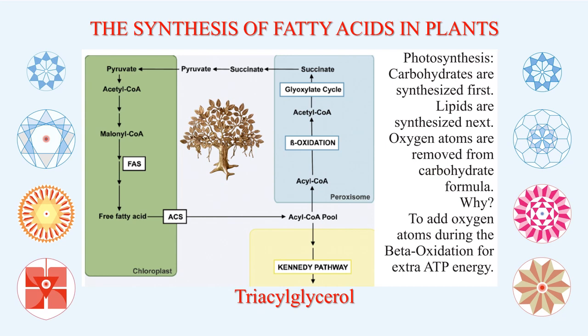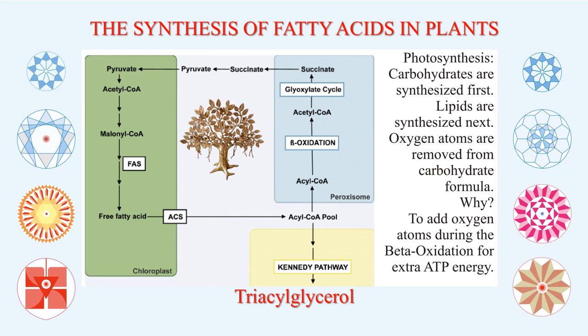Photosynthesis, carbohydrate. Now, I have a question. In photosynthesis, carbohydrates are synthesized first, lipids are synthesized next. But what is the difference between the formula of carbohydrates and lipids? The difference is that the carbon and hydrogen ratio is maintained the same in both, but oxygen is removed from lipids. Why? To add oxygen later during beta oxidation to produce extra ATP.